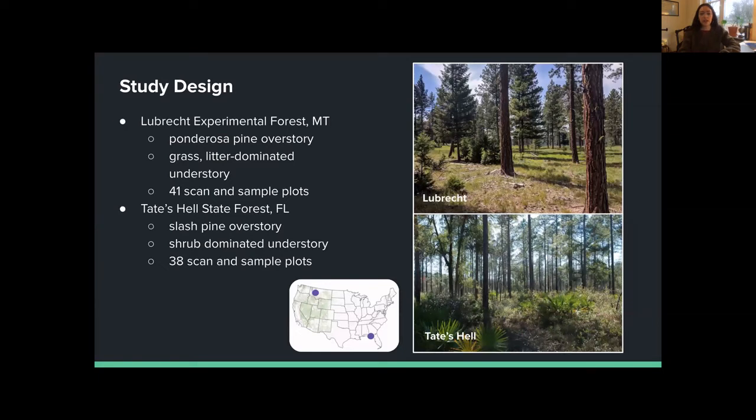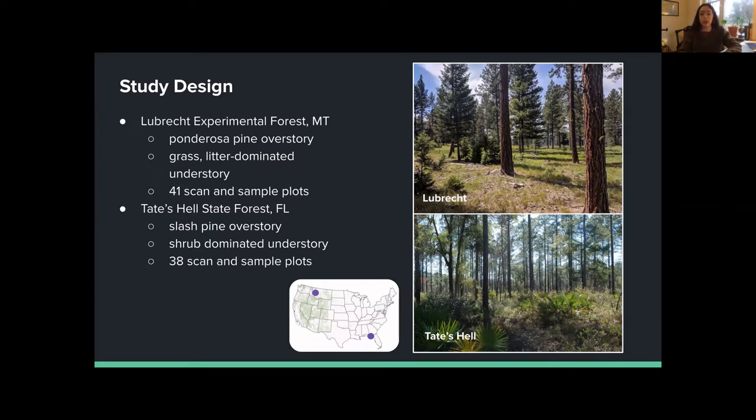So this project evaluates photogrammetry collected at 2 different sites across the US, Lubrecht Experimental Forest in Western Montana and Tate's Hell State Forest in the Southeast in Florida. At each of these sites, we set up around 40 square plots. These plots were a half meter by a half meter on each side. And for each plot, we generated a photogrammetry model, but we also inventoried fuels within each plot and then destructively sampled for biomass.